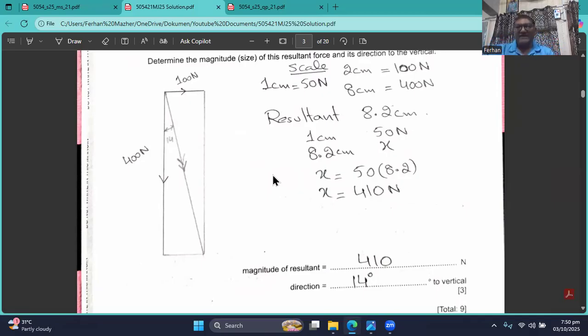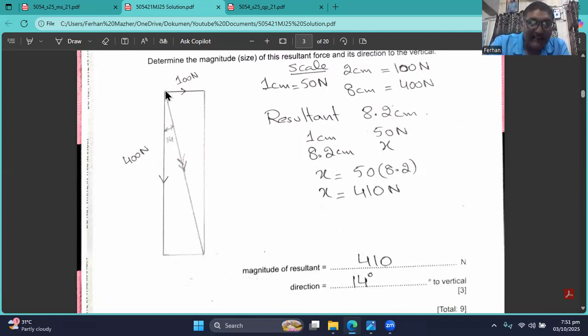Here you see, I will choose a scale. I have chosen that 1 centimeter represents 50 newton, so 2 centimeter will represent 100 newton, and 400 newton will be represented with 8 centimeter. You can see I have drawn a line of 8 centimeter vertically downward. And at this tail, I have drawn a line of 2 centimeter, which is horizontal and towards the right. Then I suppose that these are two adjacent sides of the parallelogram. The same side, same length I draw here, and this side I draw here. So our parallelogram is completed.